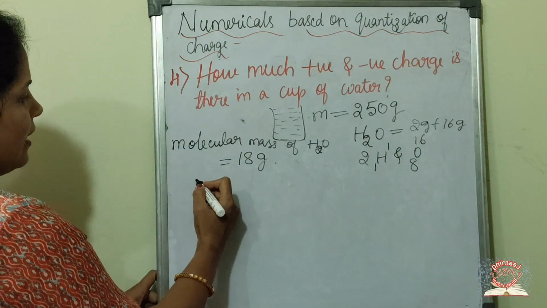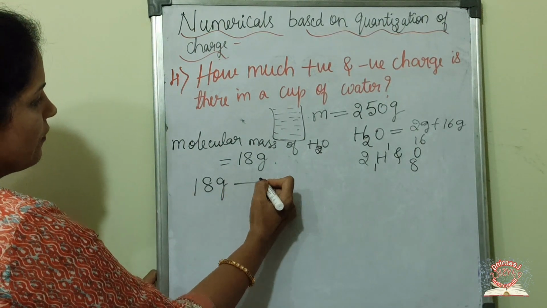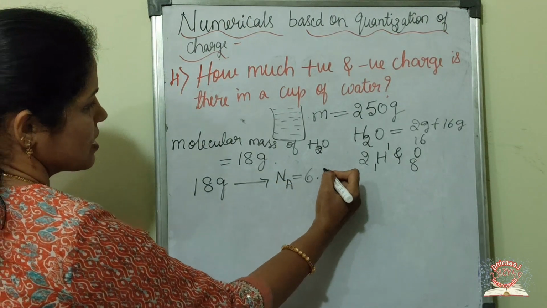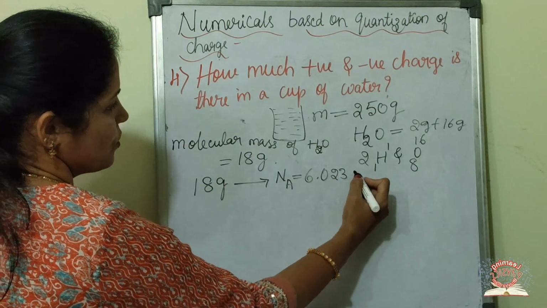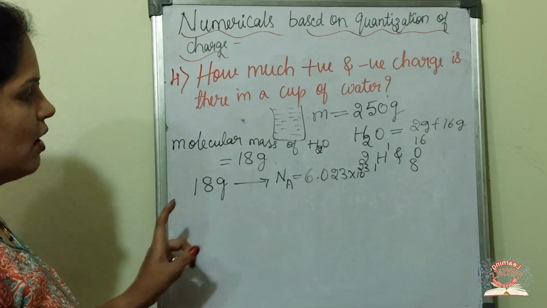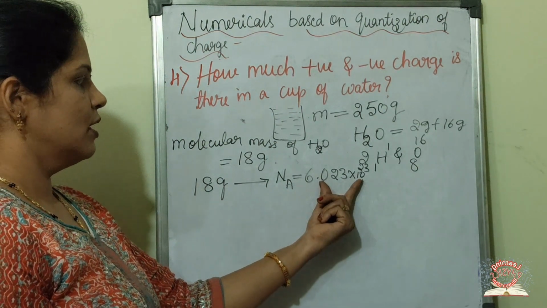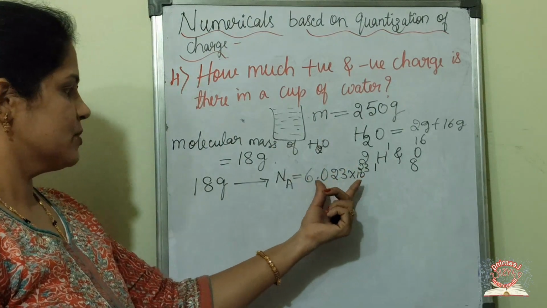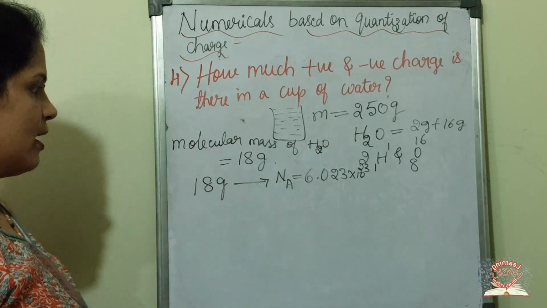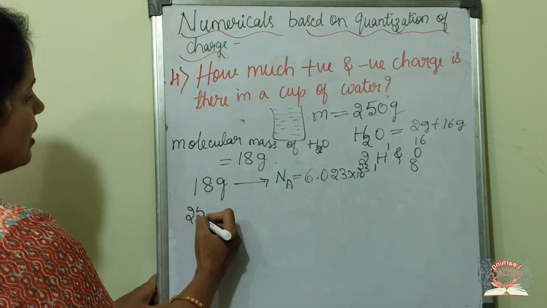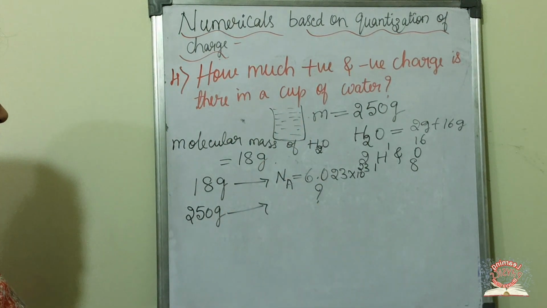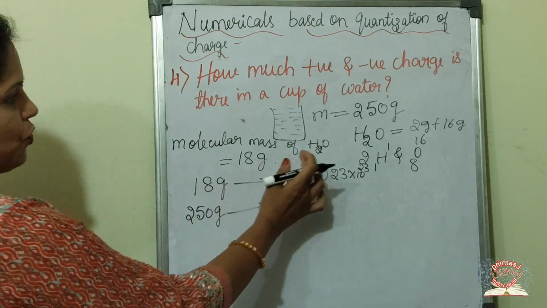We know that 18 gram of water contains Avogadro number of molecules. Do you know what this Avogadro number is? You studied it, right? It is 6.023 into 10 to the power 23. Even in chemistry you have studied this. So 6.023 into 10 to the power 23 molecules have the mass 18 gram. Then in 250 gram of water, how many such molecules, H2O molecules, are there?